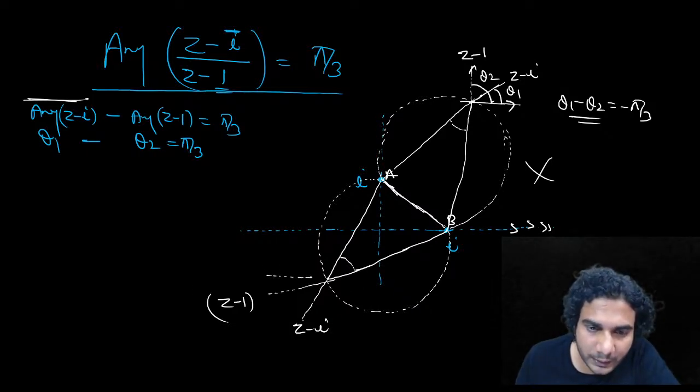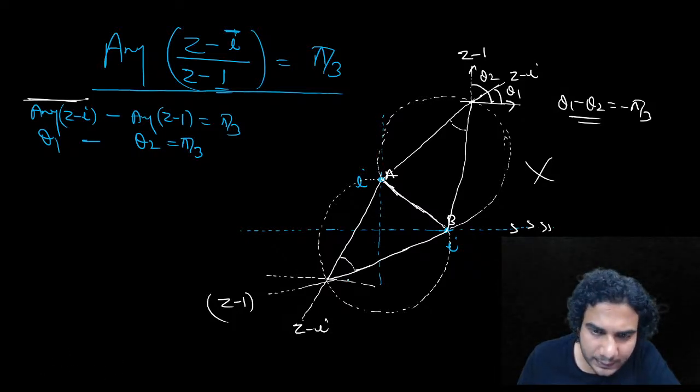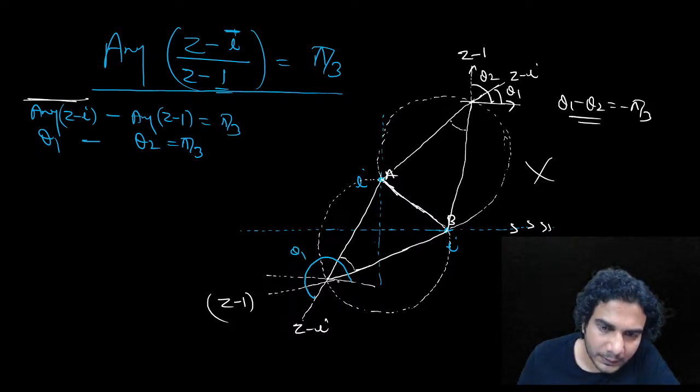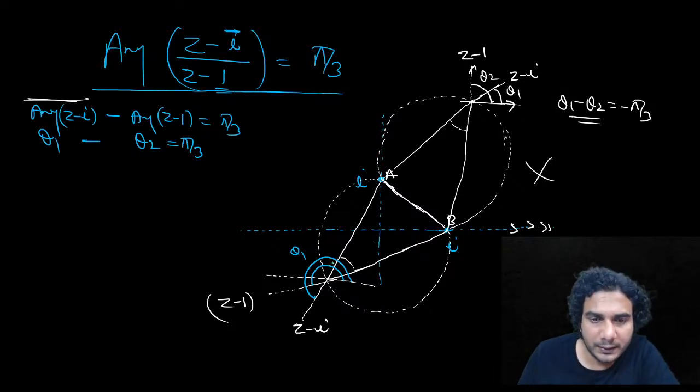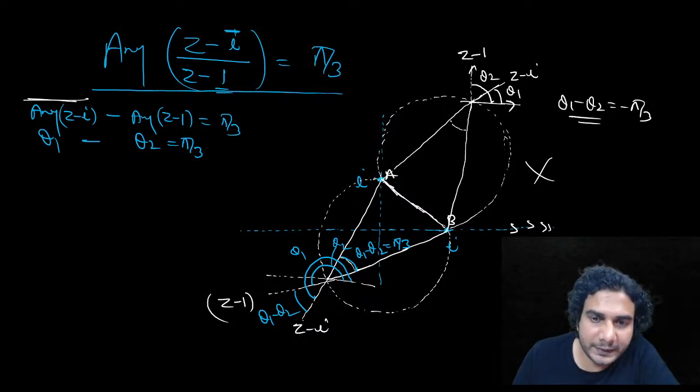So plot a line which is parallel to the x-axis and check the angle. So this angle is theta 1 and this angle is theta 2, right? So clearly this angle is theta 1 minus theta 2, which is equal to plus pi by 3. So yes, now this is your answer. This arc is your answer.